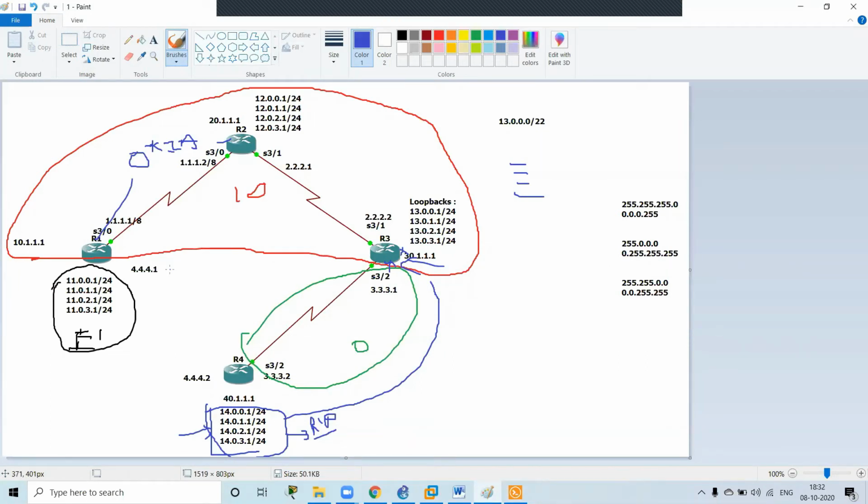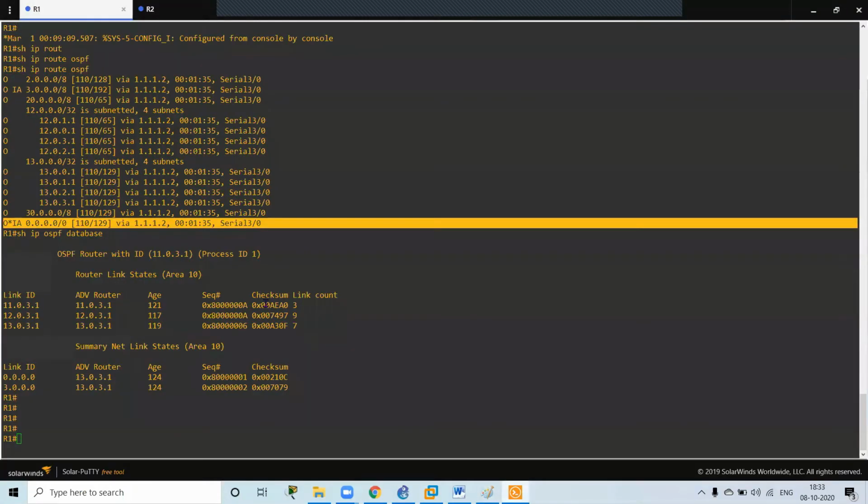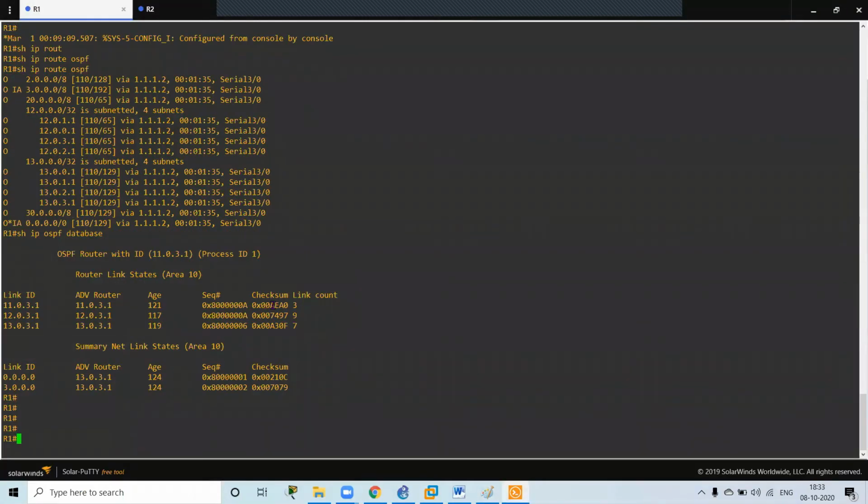Because if you make any area as a stub area, you will not get any external routes. So that is the reason you are not able to get these routes also. All the 11 and all the 14 have been replaced with the zeros and the O star IA. Even if we went to R3, we would see the exact same thing.